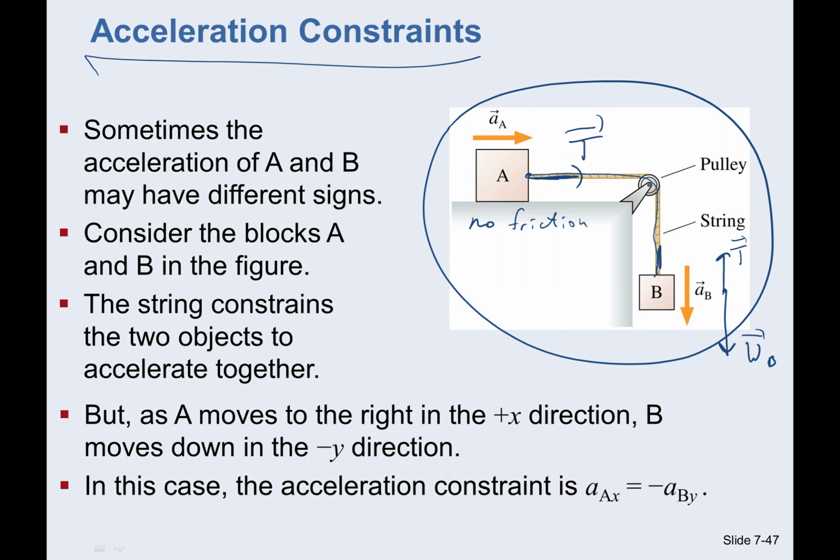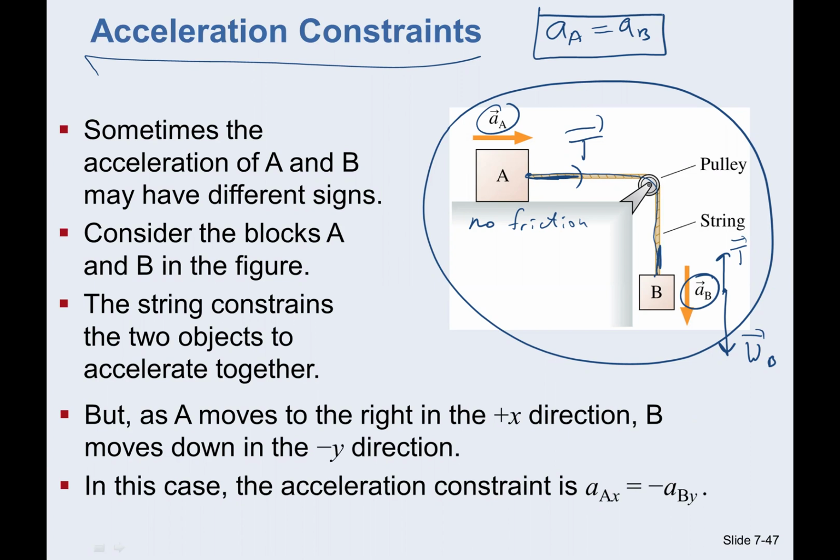So when I let go of block A, the gravity will pull down block B, and as block B is accelerating down, block A will accelerate to the right because there is no friction. If I look at the acceleration of B compared to the acceleration of A, they will be the same in magnitude. Even though one is horizontal and the other is vertical, their magnitude will be exactly the same because they are connected by that string.